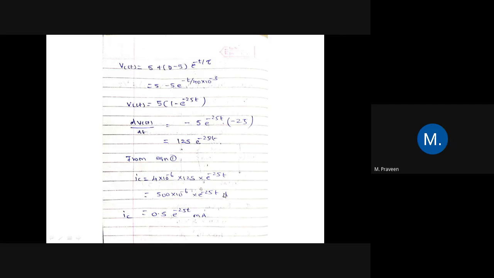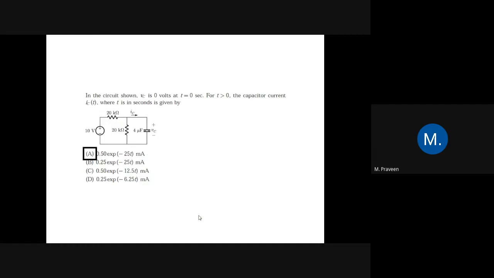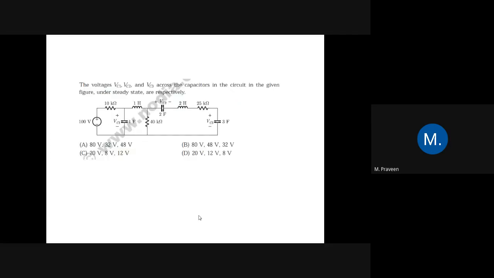Okay. So now if you write here, so we have the answer. All the answers are in terms of milliamps. So here we have it in amps. So if you write in milliamps, you'll be getting 0.5 e power minus 25t milliamps. So the answer for the question is option A, 0.50 into e power minus 25t milliamps. Let's move on to the last question.